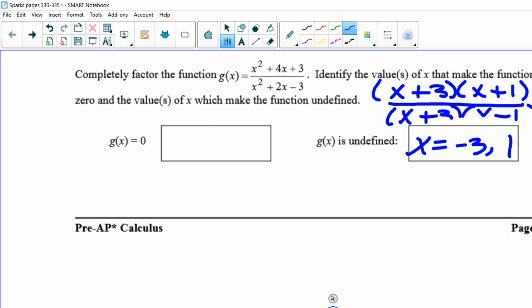When does a fraction equal 0? When the numerator is 0. Now, here's where you've got to be careful. Can we say -3 here? No, because the function is undefined there, isn't it? So -3 is not going to give you a 0. -1 will, though.